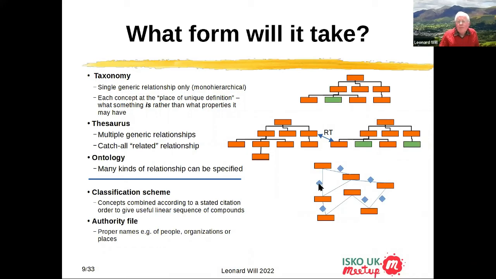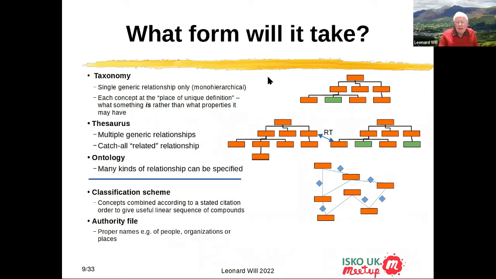The little blue diamonds I put here are relationship labels, which can say that one is a cause, an effect, or a product, and the raw materials from which the product is made, or a place, and so on. So you can have any kind of relationship built in a whole network there, which gives you an ontology structure.